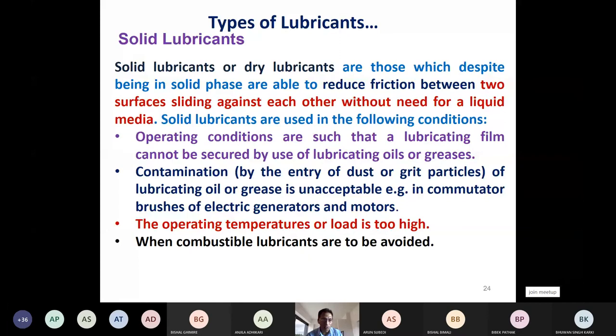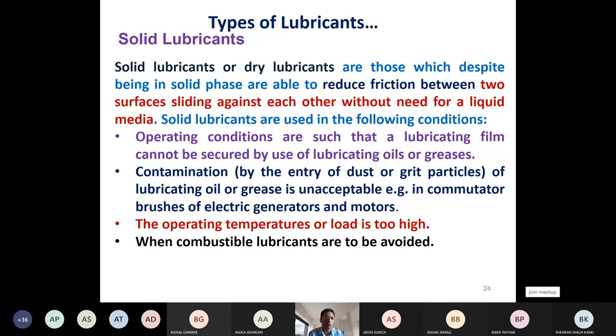Solid lubricants are used in the following conditions. The operating conditions are such that a lubricating film can't be secured by using lubricant oil or grease. If a lubricant film is not formed, then in that condition we have to add solid lubricant. Also when contamination of lubricant oil or grease is unacceptable, like in the commutator process of electric generators and motors. I will show the picture of the motor containing commutator brushes. Also when the operating temperature is too high and load is too high, then in that condition we never use lubricant oil or grease.